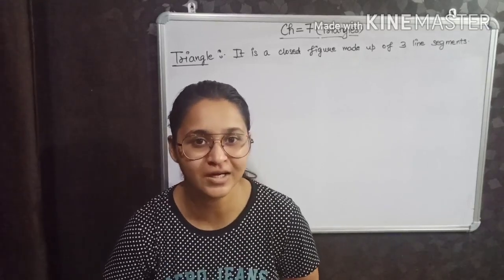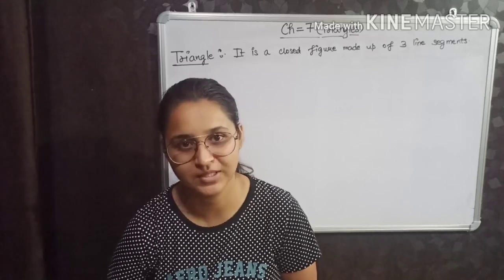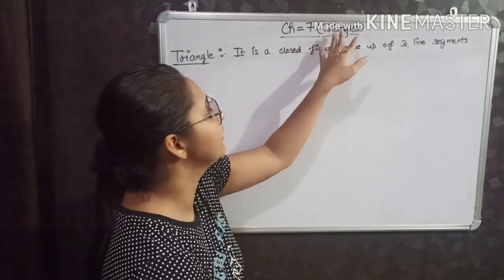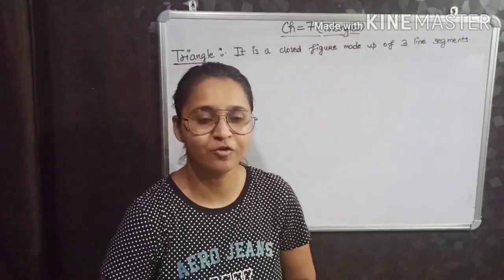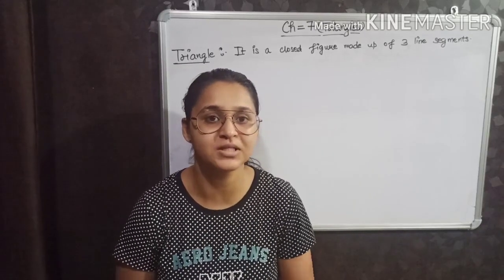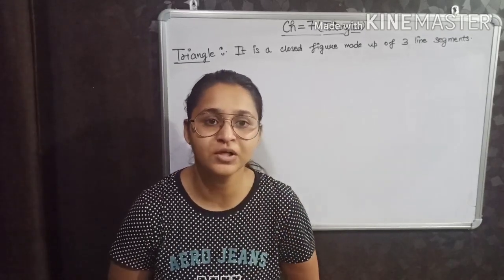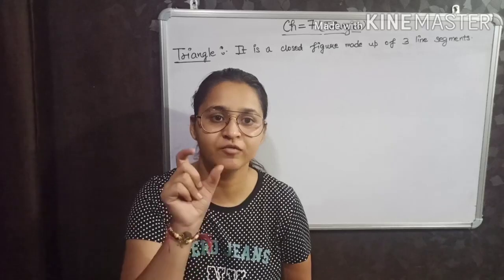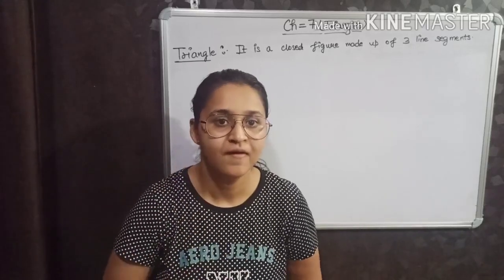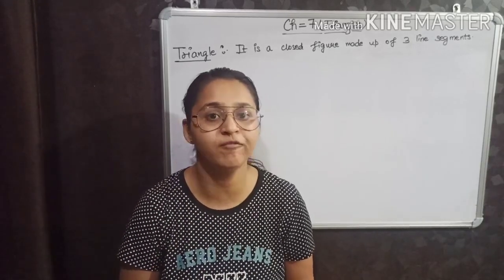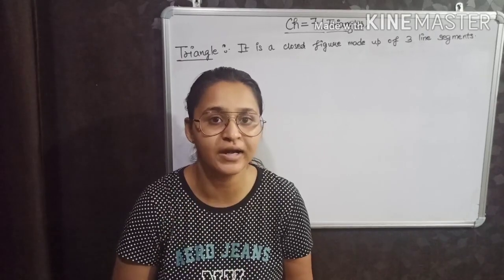Today we will start another chapter of your syllabus and I am doing chapter 7, that is triangles. So first of all, the name of the chapter is triangles. So you must be clear first with the meaning of triangle. Triangle, what is the meaning of triangle? What is the definition of triangle?